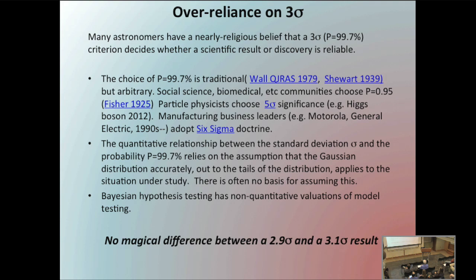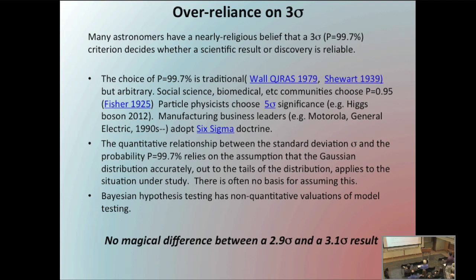So the point is that there's no consensus at all. 3 sigma is just a choice. And also the translation between sigma and probability assumes that the Gaussian distribution applies to your particular problem out to the distant tail, and you have no idea whether your data set is Gaussian out to that tail.